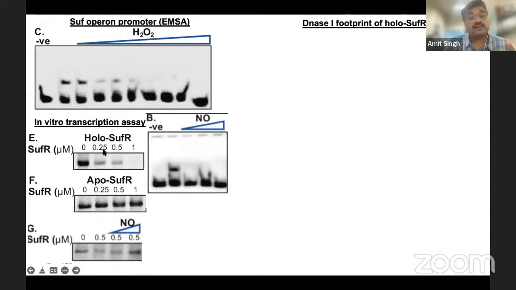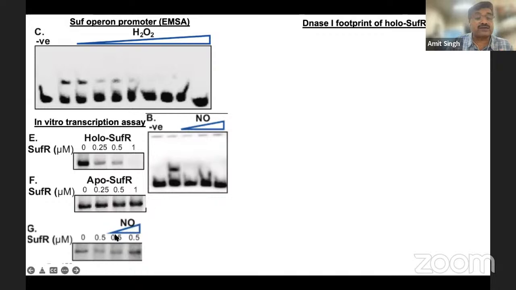And you would see that if you use iron sulfur cluster containing SufR at increasing concentration, the transcript is reduced, which means that holo SufR is a repressor of its own expression, of the expression of the suf operon. If you take away the iron sulfur cluster and then do the in vitro transcription assay, you don't see any repression. Repression is gone, which means that the holo form of SufR, which binds to DNA, represses transcription, whereas the apo form of SufR, which does not have the iron sulfur cluster, de-represses the expression.